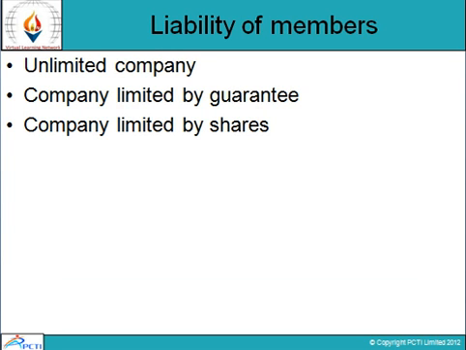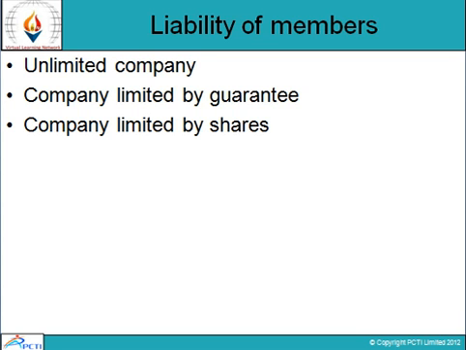Liability of member. First, unlimited company. Every member of such a company is liable for all debts contracted by the company during the period when he was a member. Company limited by guarantee. Every member is liable to contribute to the extent of the amount guaranteed by him, which is given in the liability clause of the memorandum.